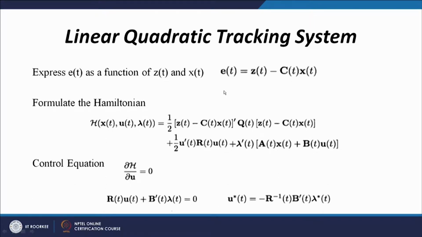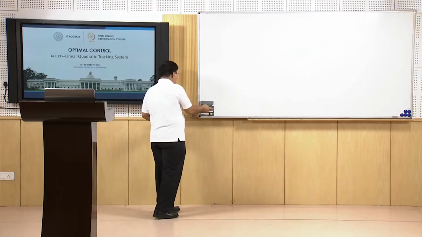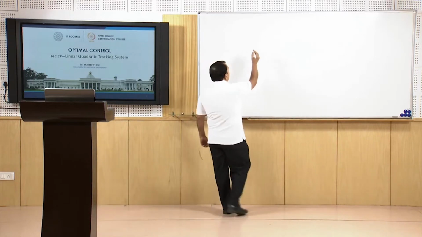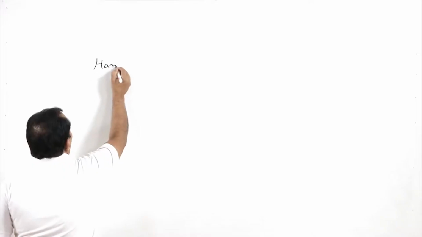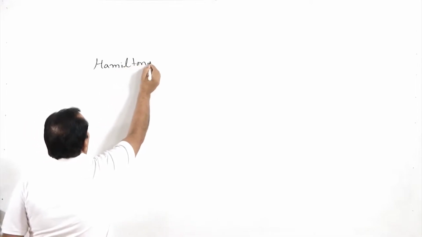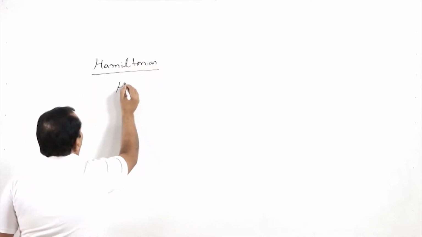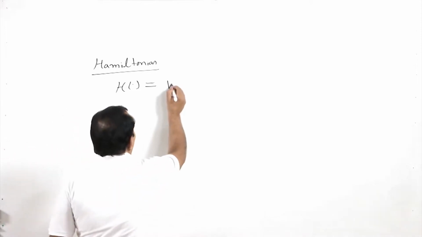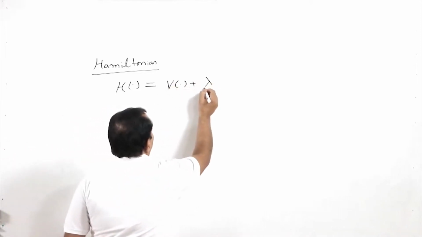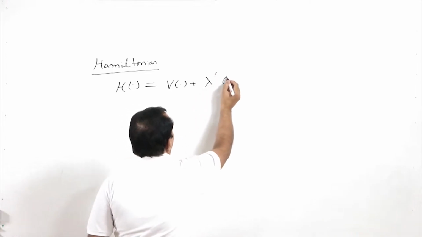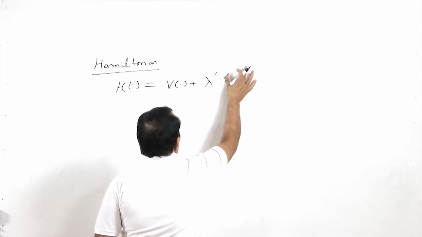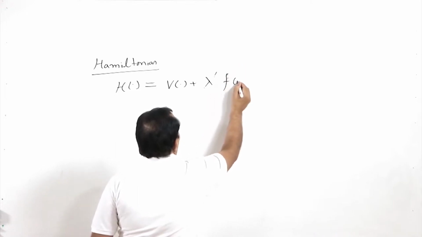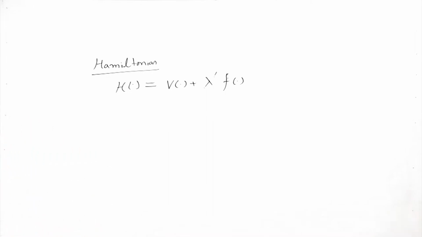This optimization problem we solve using the Hamiltonian approach. And what is my Hamiltonian? As we know, we define my H as V plus lambda prime f. What is my V?